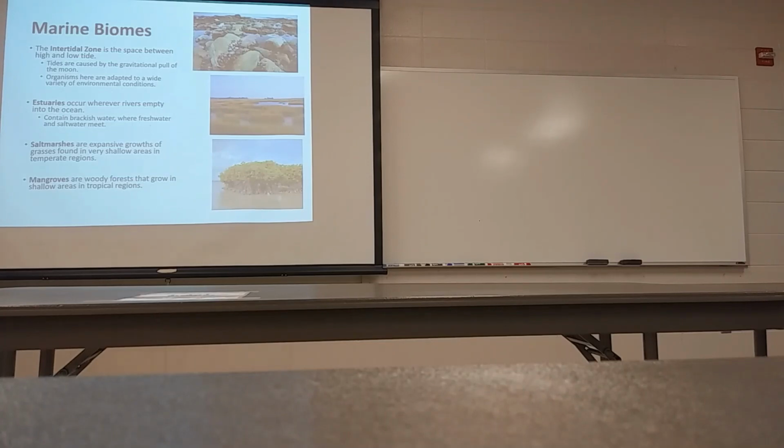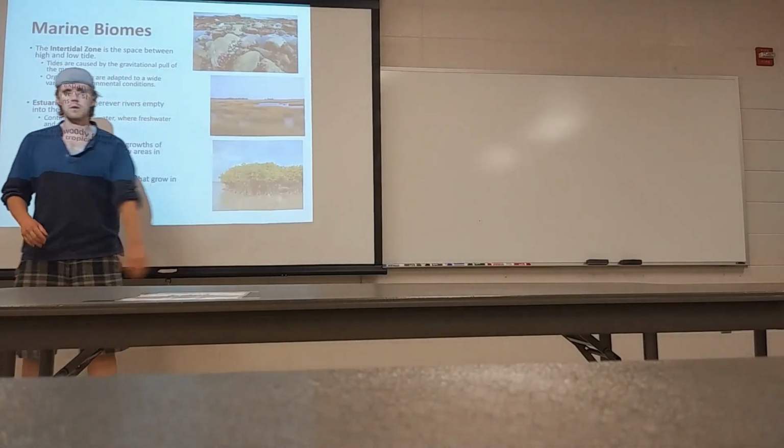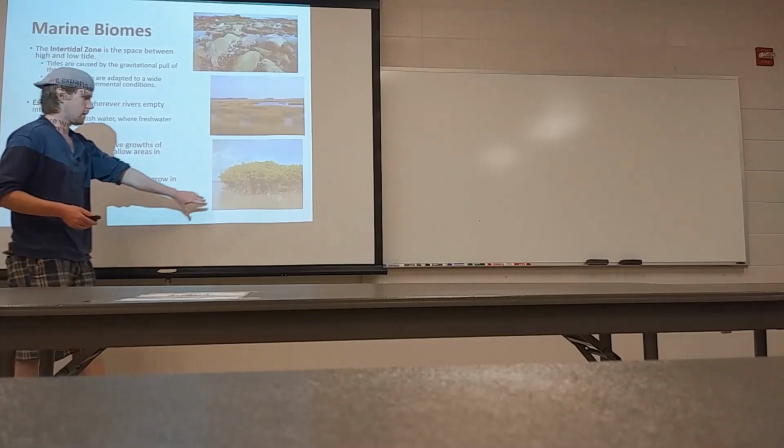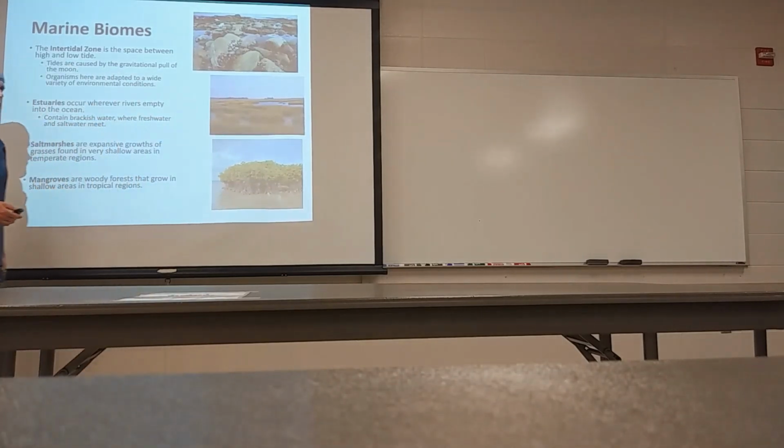And then there's mangroves, which exist in shallow areas in tropical regions. Mangroves feature emergent trees, and so usually the root system of these trees provides a lot of nooks and crannies for several fish species. In the U.S., the only place you can find mangrove forests is in the Florida Keys and that general area. But yeah, so these are some coastal marine biomes.